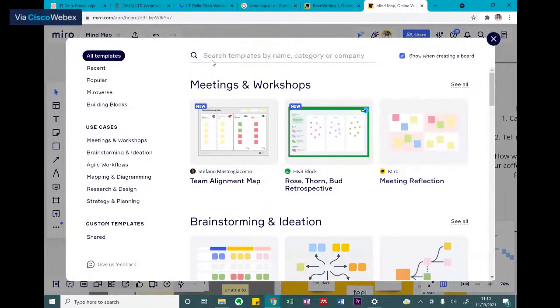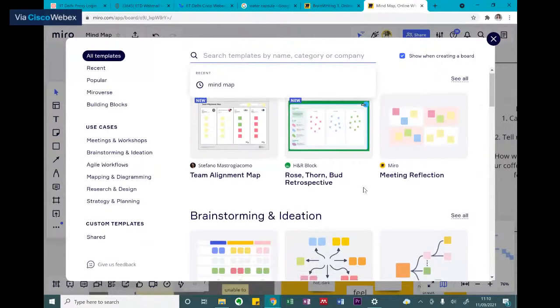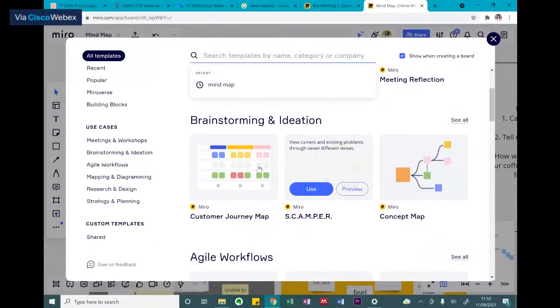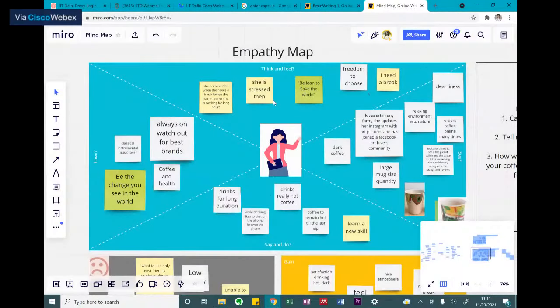So if you go here, you can probably see a detailed tutorial about it, but just for an example, I'll show you that here you have all sorts of templates for brainstorming and ideation for all the different stages of design thinking, as Professor Rao had mentioned. Brain writing, Scamper, all of these you will find here. So I've just illustrated one of these in the empathy maps with the example that Professor Rao had taken.